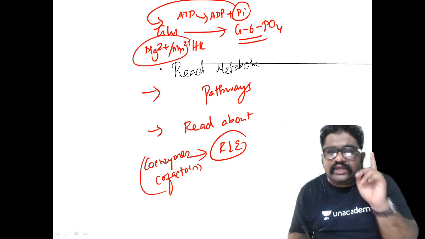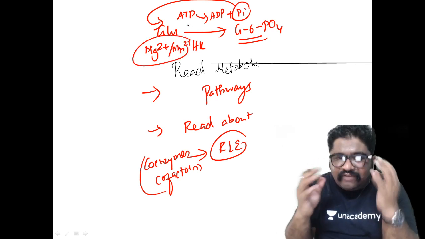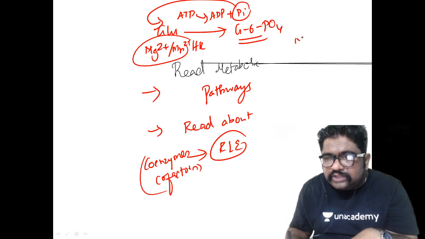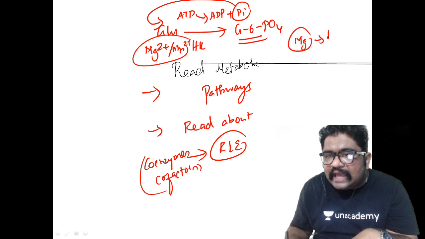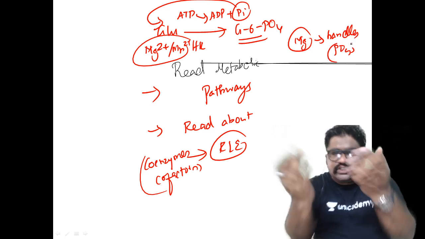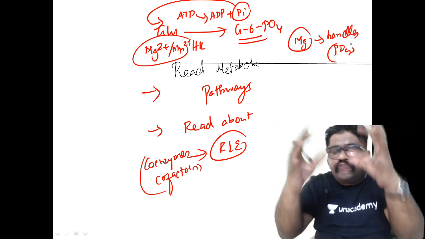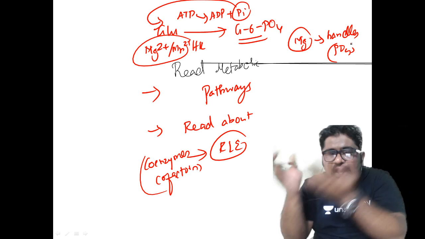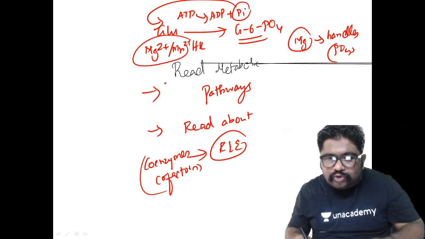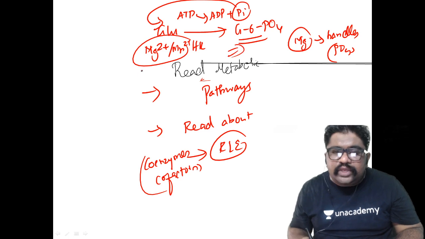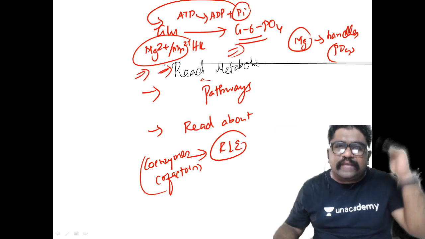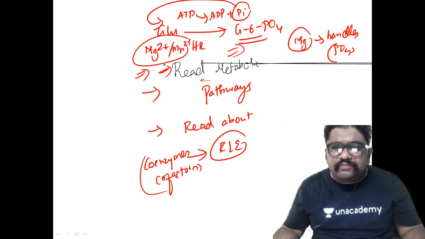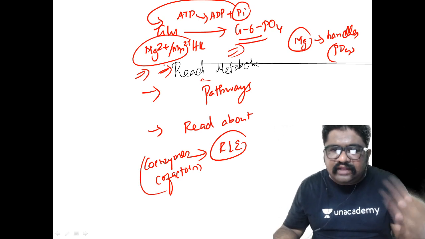Now, every single element that is supposed to be here will have its own unique action. Why? Because magnesium handles phosphate. So when the phosphate is coming out of ATP, that phosphate will be captured by the magnesium and offered to the glucose, so that glucose becomes glucose 6-phosphate. So in case of magnesium deficiency or manganese deficiency, glycolysis can be lethargic. The people can become tired faster, they can be fatigued, they can be lethargic.